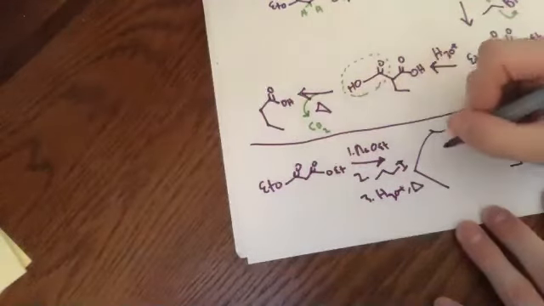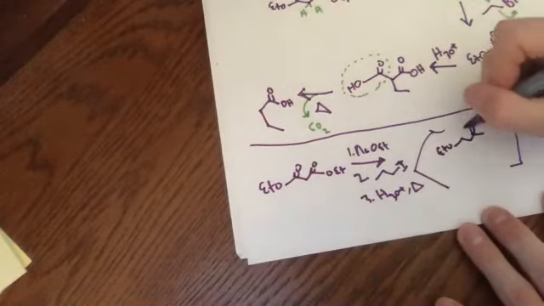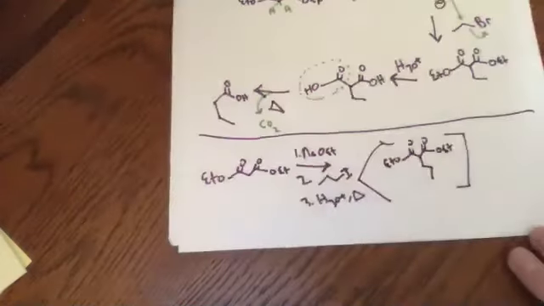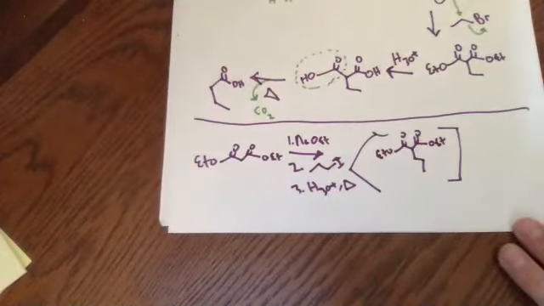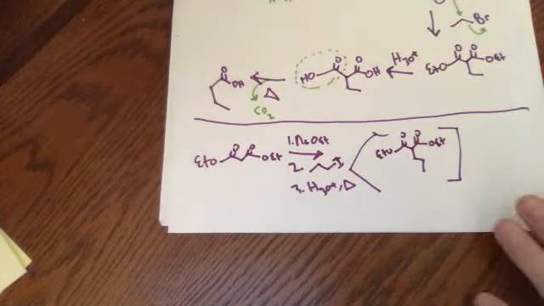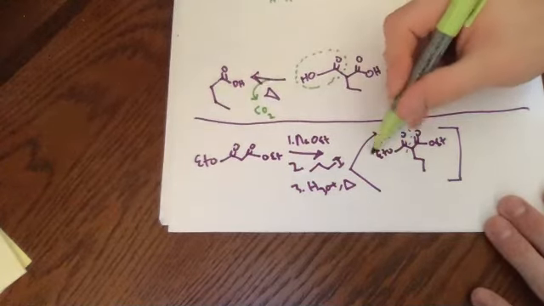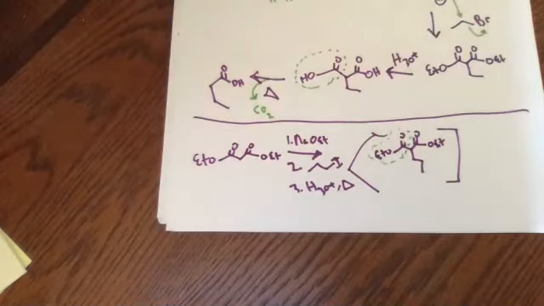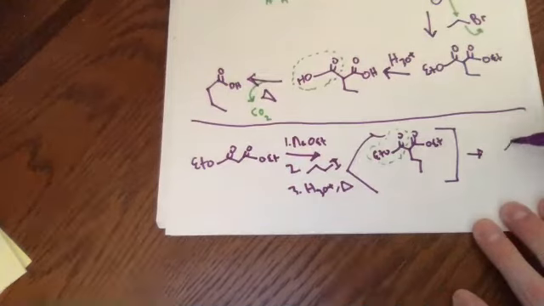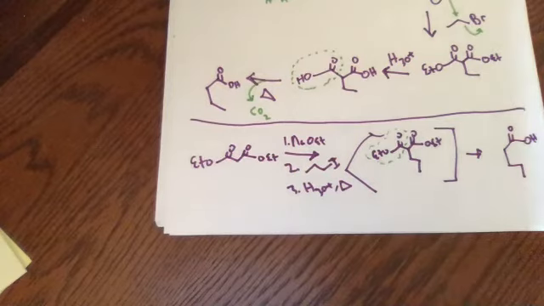would give us this malonate with this propyl group on here. At this point, we're going to convert these into carboxylic acids. We're going to eliminate one of these CO2s to form a carboxylic acid.